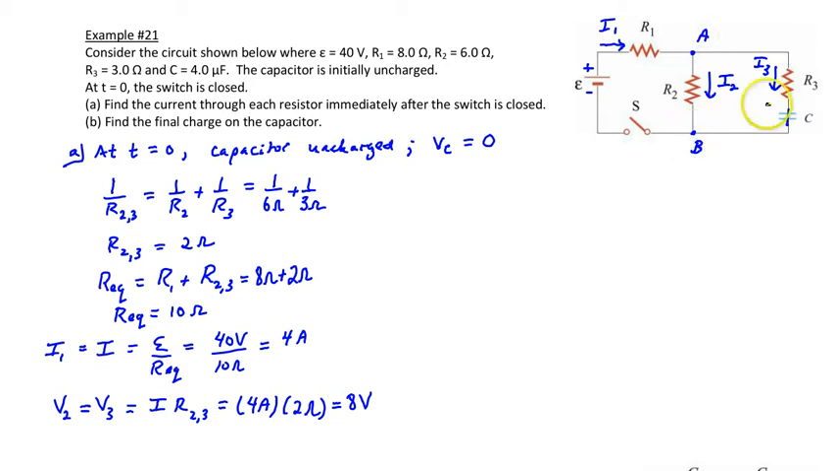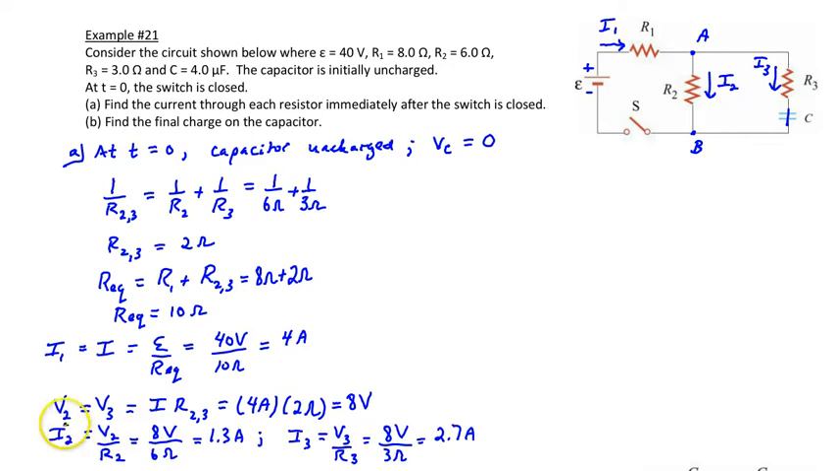And now we can find the individual currents of 2 and 3. I found I2 by taking V2 over R2, which gives you 1.3 amps. And then the same thing for I3: V3 over R3 gave me 2.7 amps. And as a check, 2.7 amps plus 1.3 amps gives you a total current of 4 amps. As you can see, this total current is splitting into these two pieces. Okay, now we've found the currents initially.